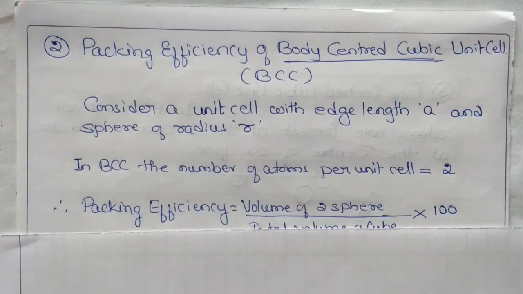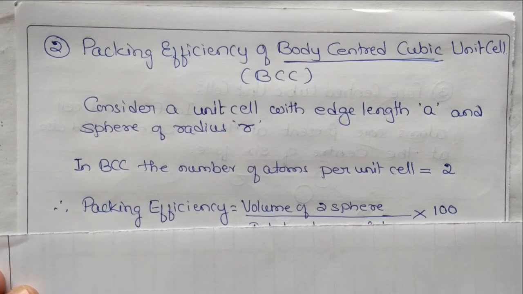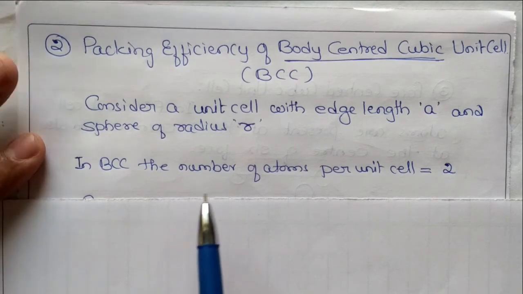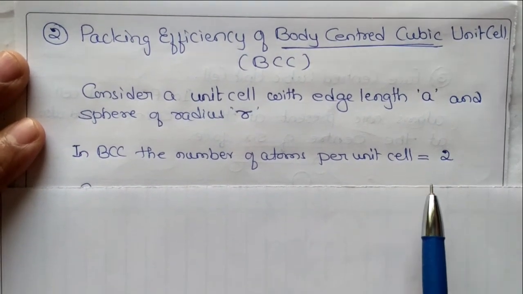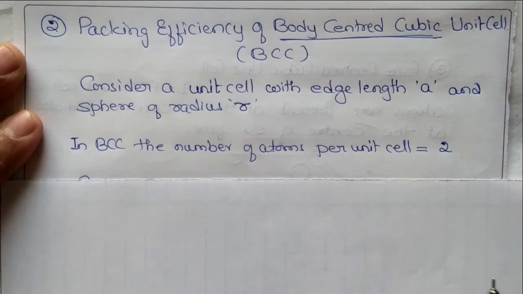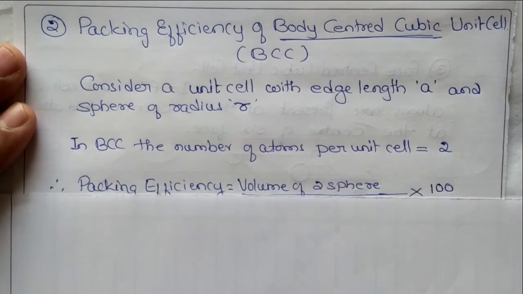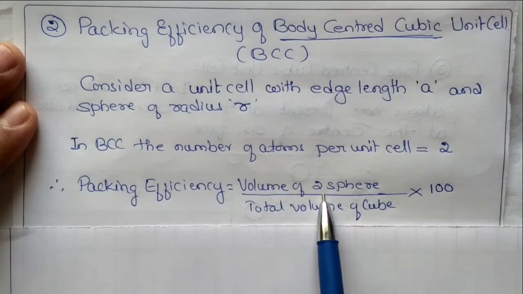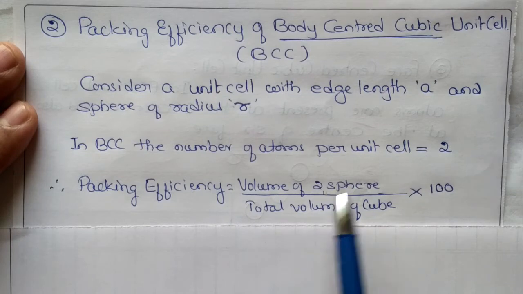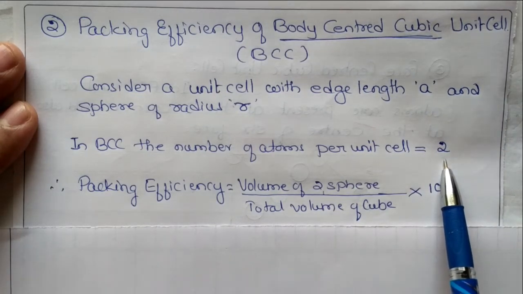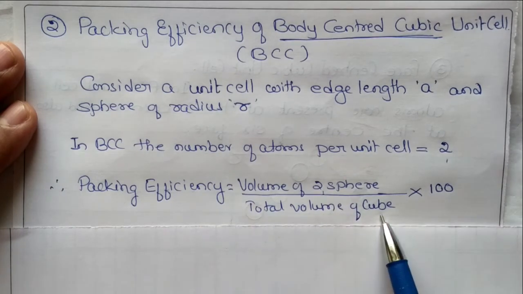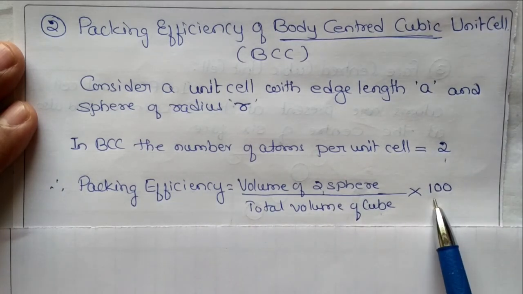Consider a unit cell with edge length a and sphere of radius r. In BCC the number of atoms per unit cell is 2. Next formula, packing efficiency equal to volume of 2 spheres. Why do we take 2 here? Because the number of atoms per unit cell is 2. So volume of 2 spheres divided by total volume of cube into 100.